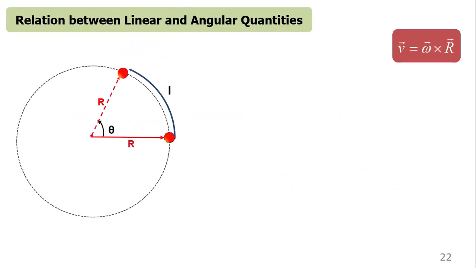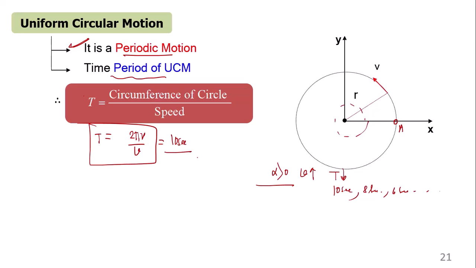Now, the relation between linear and angular quantities. Sir, if it goes on reducing like that, then at some point it will be 0, right? No, it cannot be zero. It will be very close to zero, but not equal to zero. It is tending to zero.